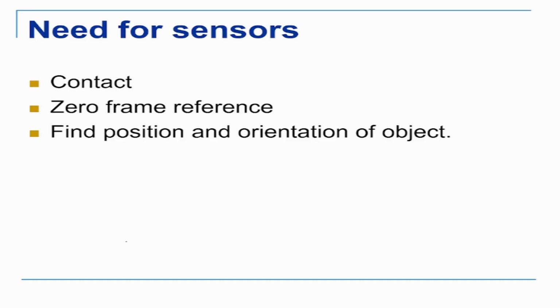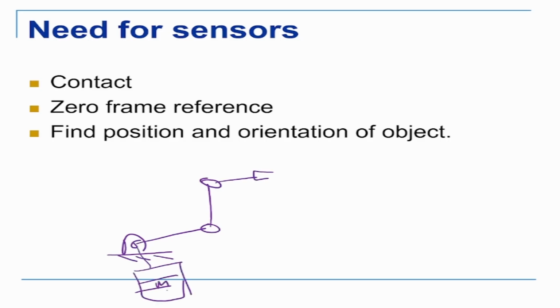For example, the robot is here, and the power is off. There is a motor, an encoder, and a gear. Now, the moment you switch it on, it doesn't know where the 000 is. Where is the 000 of the robot?